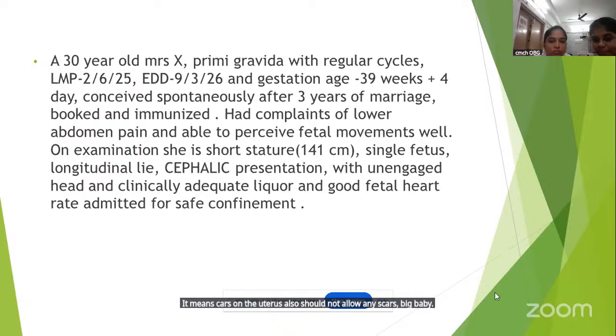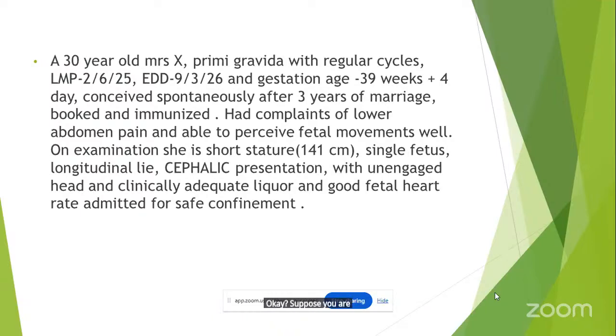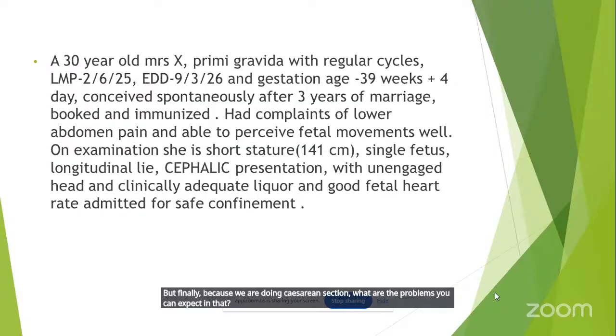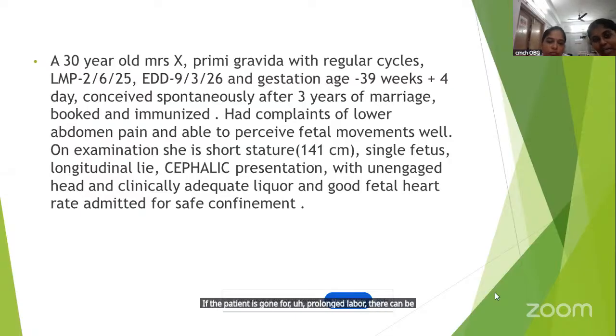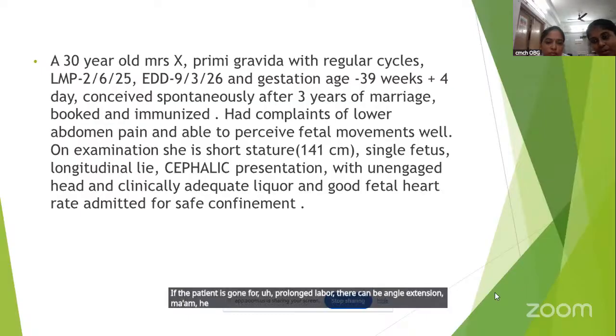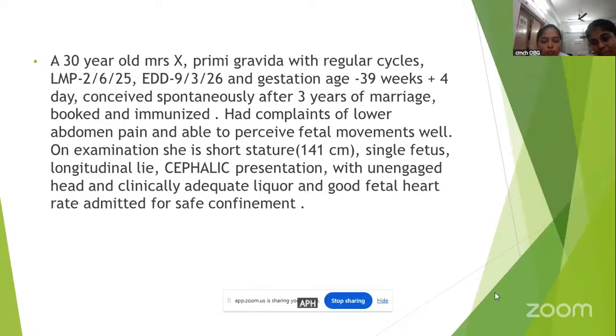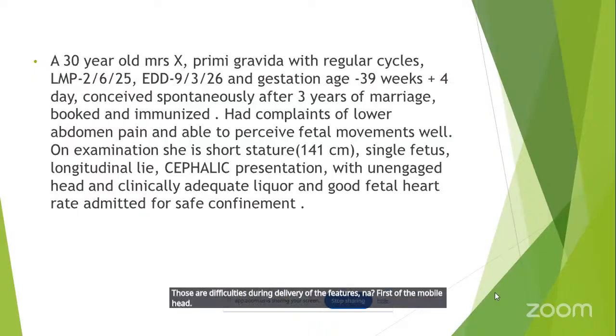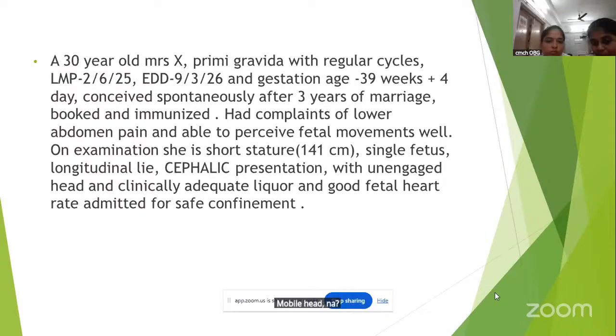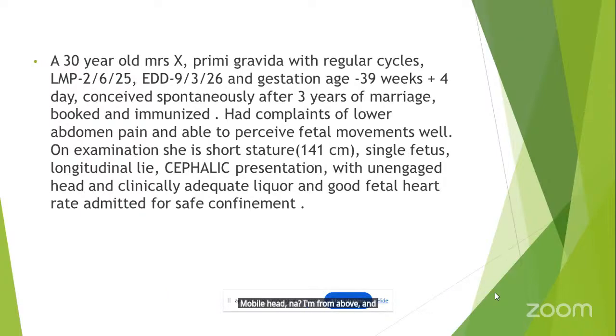Okay. Suppose this patient was allowed for trial of labor, but finally you are doing a cesarean section. What are the problems you can expect during cesarean? If the patient has gone through prolonged labor, there can be angle extension, ma'am, hematoma, PPH. Now what are the difficulties during delivery of the fetus? First, mobile head. Yes, ma'am.